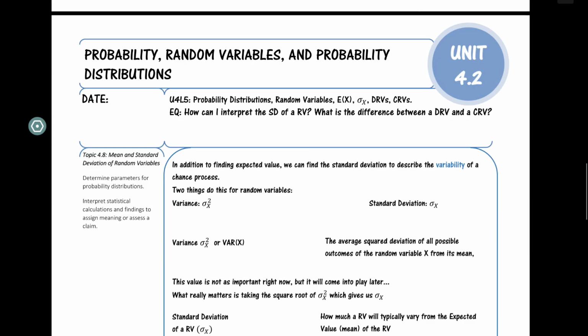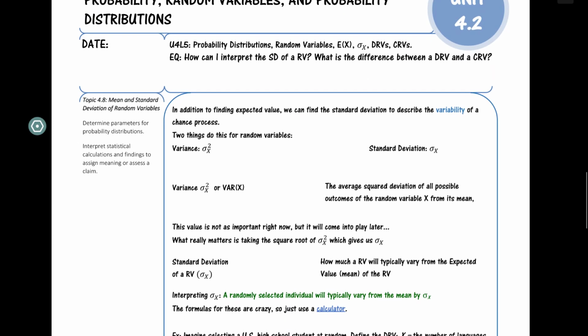Now, on top of looking at the expected value, in addition to it, we can find the standard deviation to describe the variability of a chance process. Okay? Now, there are two things that will really describe the variability. One of them is called the variance, but the variance is not super telling. It's sigma squared. What we really care about is the standard deviation, which is just sigma. So let's go ahead and define what variance is. Variance, sigma squared, is the average squared deviation of all possible outcomes of the random variable x from its mean.